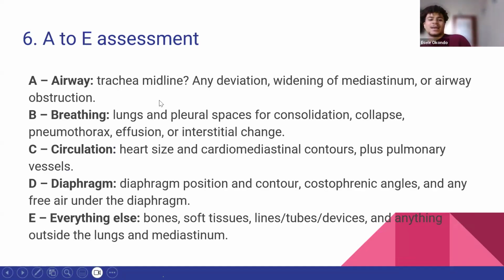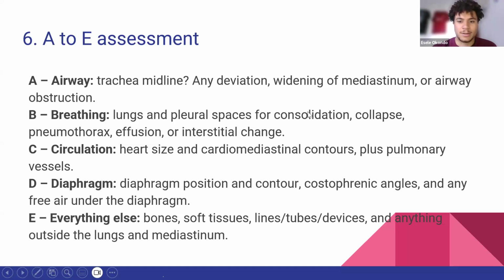And here's your A to E assessment that some of you have mentioned. Is the trachea in the midline? Is there any deviation which would suggest something like a tension pneumothorax? Widening of the mediastinum, or is there any airway obstruction? And a common place that things are obstructed is in the right main bronchus, because it's a bit straighter than the left one.